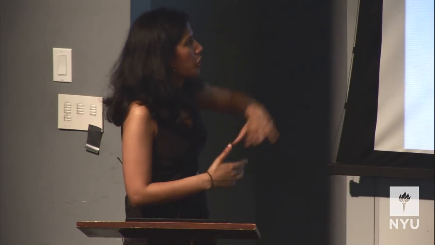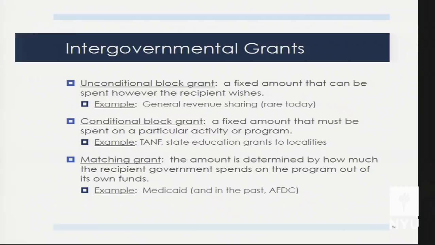Okay, so that's redistribution through the tax code. Let's talk about redistribution on the spending side, and that's intergovernmental grants. So again, grants from higher levels of government to lower levels of government. There are three major kinds of intergovernmental grants. The first is the unconditional block grant, a fixed amount that can be spent however the recipient wants.